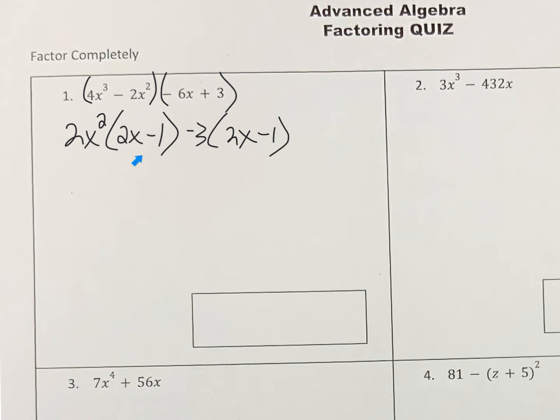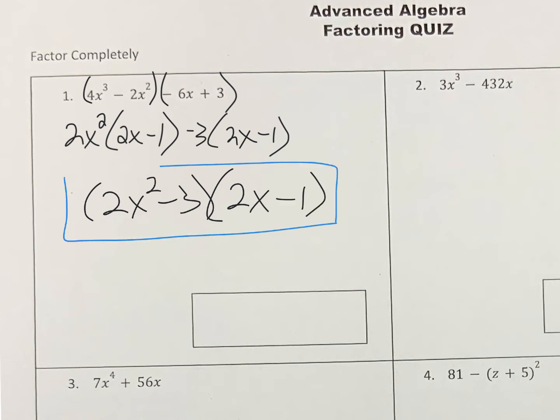Okay, so now you see we have this common binomial here, and then we have our greatest common factors of 2x squared minus 3. So our final answer, we would write that as 2x squared minus 3, and then the common binomial of 2x minus 1. Okay, that would be the answer to number 1.